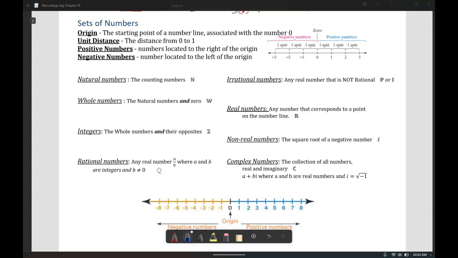Welcome to our next lesson in the first chapter, second section of our Algebra 2. We are going to continue by talking about sets of numbers. Again, let's go over some vocabulary real quick.